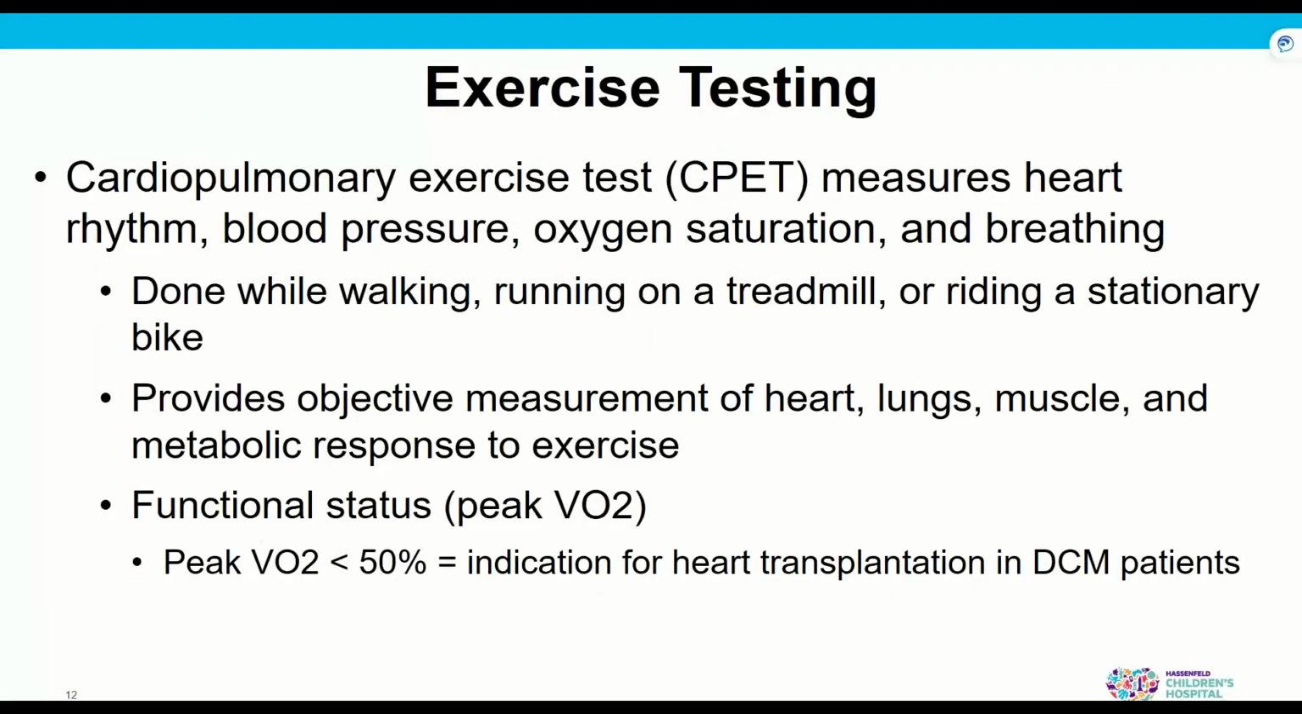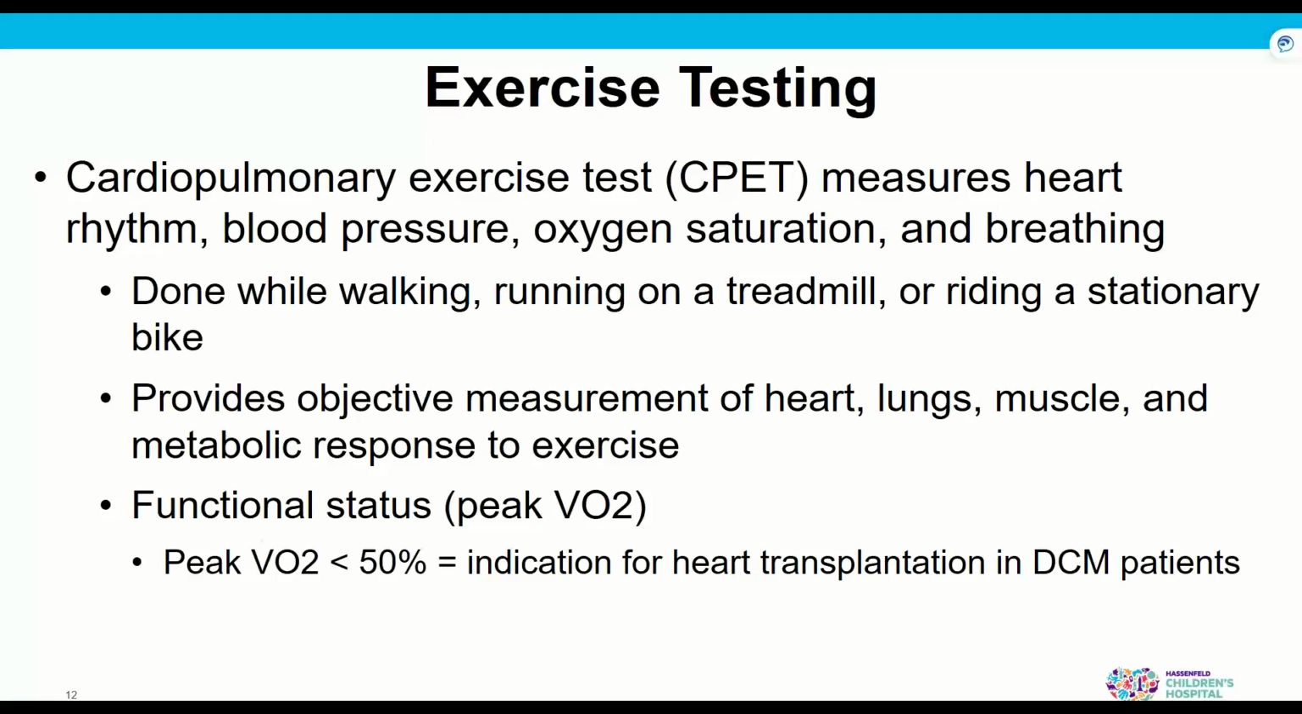So CPET stands for cardiopulmonary exercise test, and it measures heart rhythm, blood pressure, oxygen saturation, and breathing all at the same time while exercising. It can be done in many different ways. It can be done as something as simple as just walking, or a 6-minute walk test. We can do it on a treadmill and have you run as far as you can go, or we have you sit on a stationary bike.